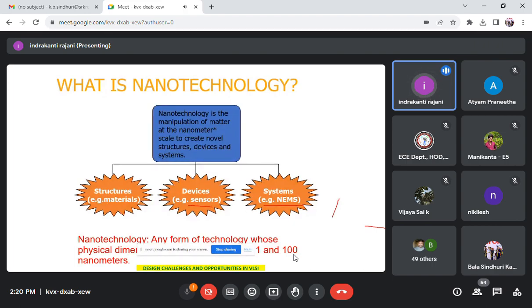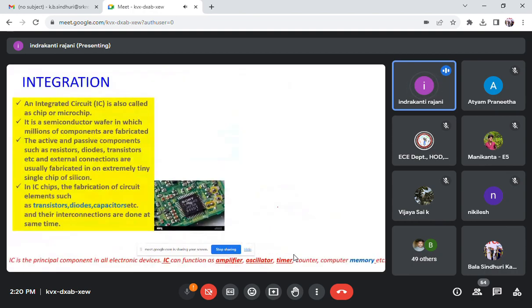First of all, these three are interconnected to each other. If you prepare a material, and that material is used in making a device, and a lot of devices are used in making a system work, then you are using the technology that is nothing but nanotechnology. Okay.